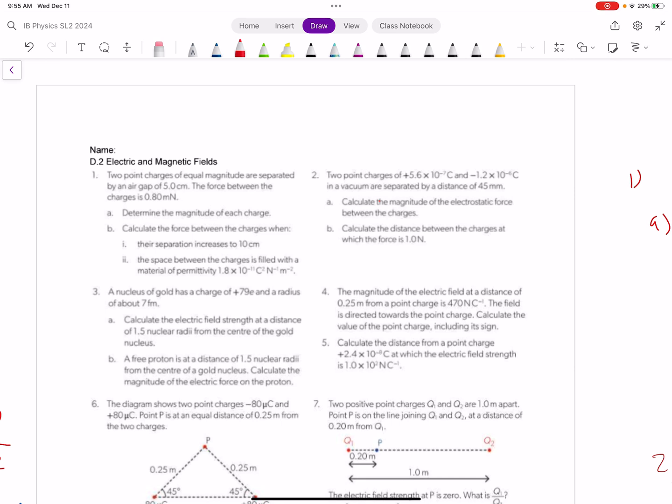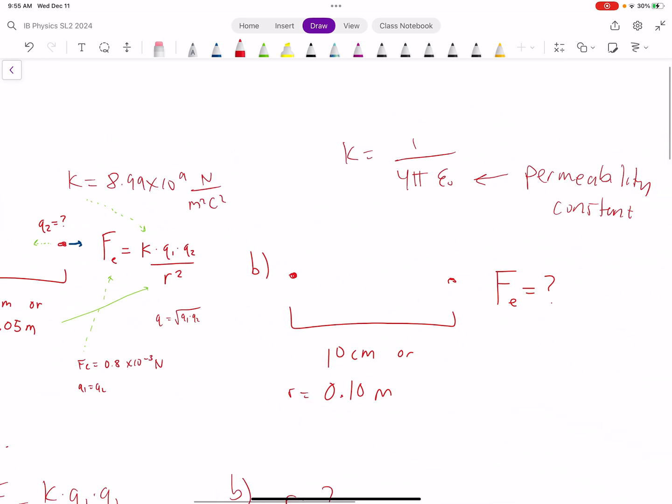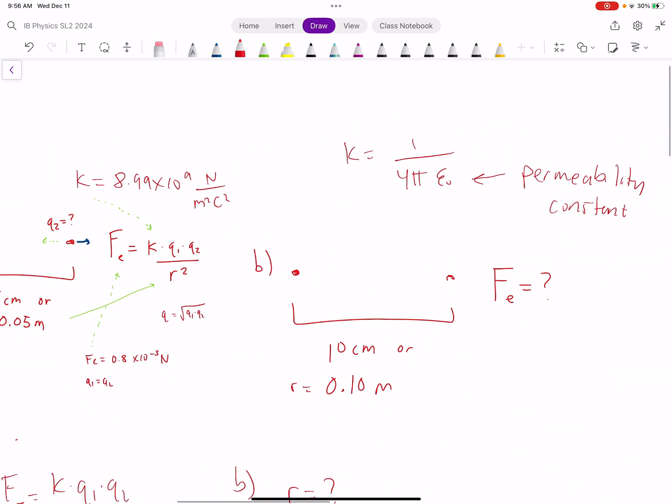Oh, you know what? Because we know that two charges are equal, this is equal in magnitude. It doesn't say equal in direction, so we don't know. The space between the charges is filled with a material of permeability 1.8 times 10 to the negative 11. This part of the equation is interesting.